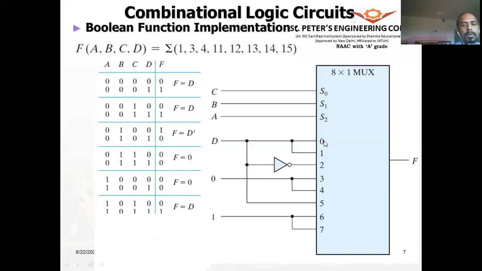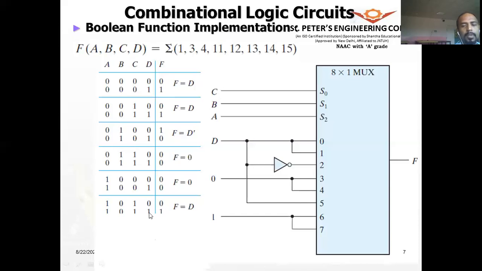Okay. So we have totally 16 combinations. So this is for 0, 1 combination of D. This is for M0, M1, M2, M3, M4, M5, M6, M7, 8, 9, 10, 11, 12, 13, 14, and 15. So each of these input lines will be referred for 2 combinations. That's what we are observing here, right?